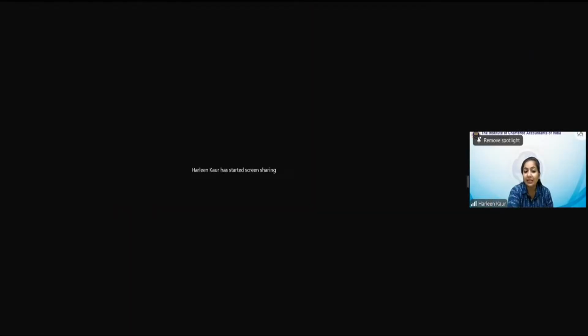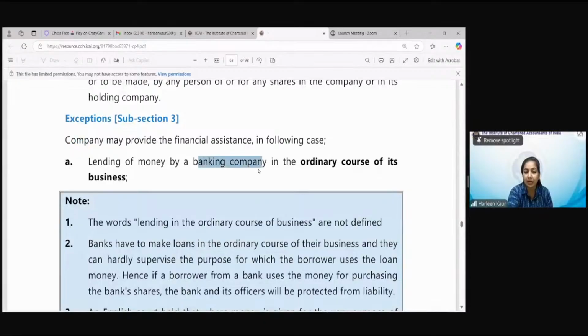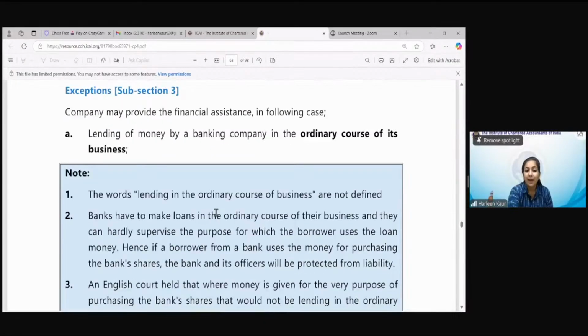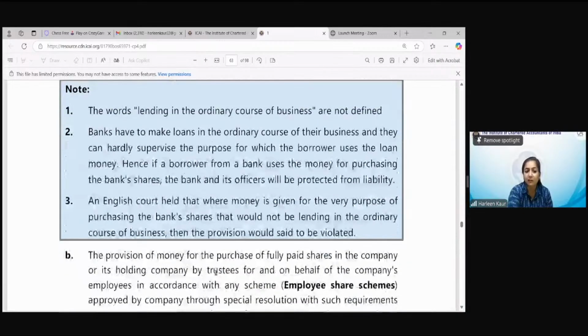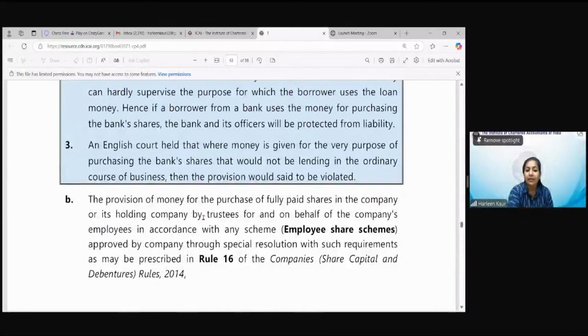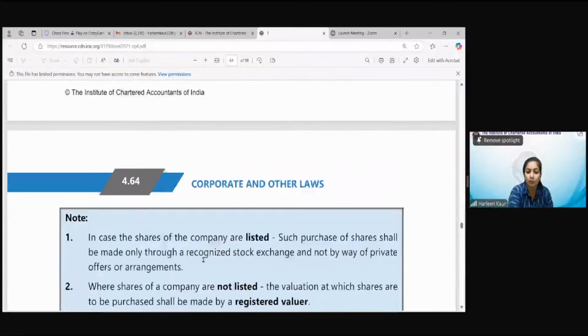You cannot give any kind of loan unless you're a banking company. Banks have to give the loans in the ordinary course of business. That is their work. They borrow and give money. Again, if you are giving to the trustees who are holding the money by special resolution, under employee share schemes, you can give loans, no problem.